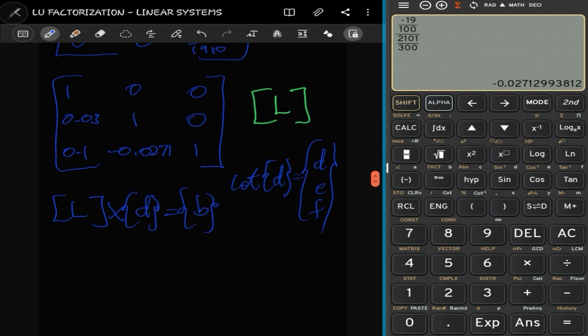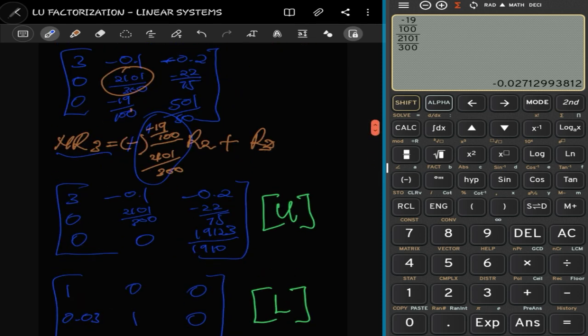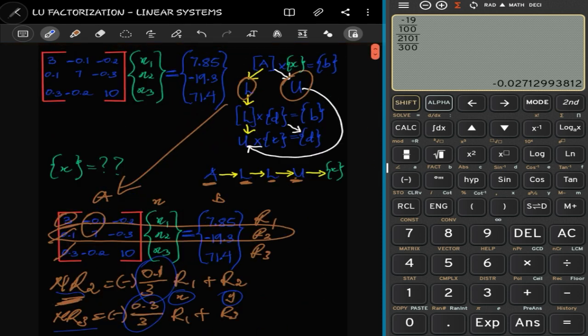So that will mean we have what we just found, which is 1, 0, 0, 0.03, 1, 0, 0.1, minus 0.0271, and we have 1 here, right? And then we multiply by this D, which now is D, E, F, but generally it should have been D1, D2, D3, right? It should be equal to our B, from the original problem, where we said this B is this. So let's copy that and see how we go about it.